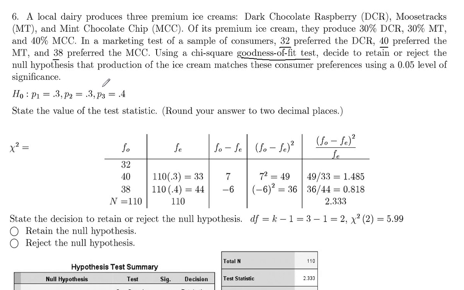So our null hypothesis here is that the proportions follow this distribution. Our alternative hypothesis is going to be that at least one of those proportions is not correct. And then what we want to do next is compute our test statistic, the chi-squared statistic, and the formula for the chi-squared statistic is on your formula sheet.